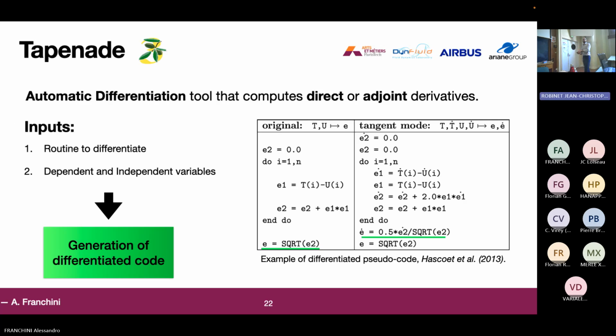So first, I will talk about the automatic differentiation code, which is Tapenade, which is a tool that computes direct or adjoint derivatives. For example, it works by giving a routine to differentiate. You select the dependent and independent variables, and this will generate the differentiated code. So here, for example, if we have a variable which is defined as the square root of another variable, in the differentiated code, we will have the analytical derivative of this first variable.